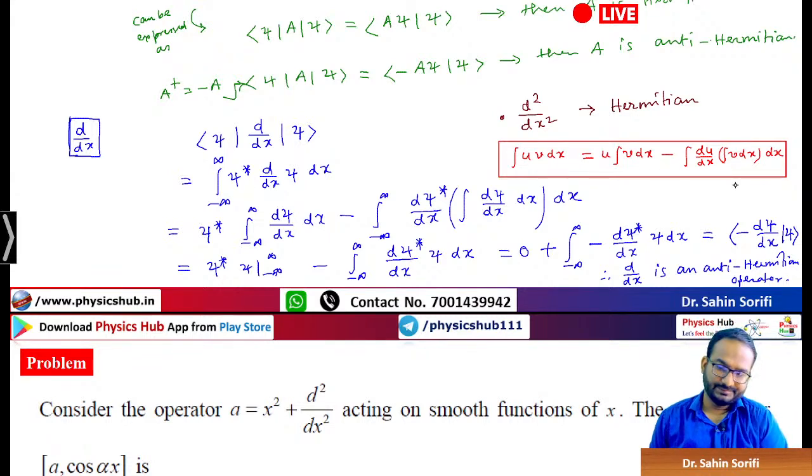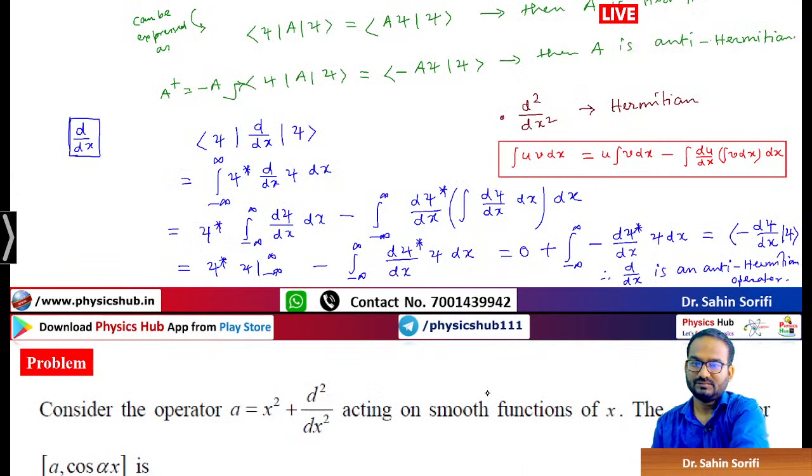Is it clear now, Karthik? In this integration, u is psi star and v is d psi by dx. Odd skew Hermitian, if it is even Hermitian, does that follow? No. If there appears a negative sign, the way you see A dagger equals minus A, so a negative sign appears, then it is skew Hermitian or anti-Hermitian. If it is positive, then it will be Hermitian. So here you can see a negative sign appears, so that is why it is anti-Hermitian. If this negative sign was not there, then it could have been Hermitian.